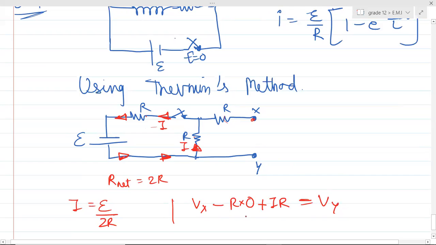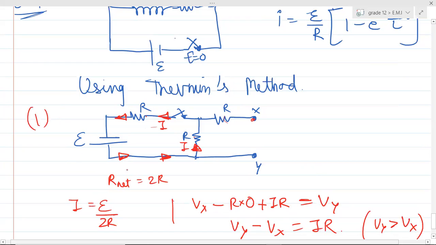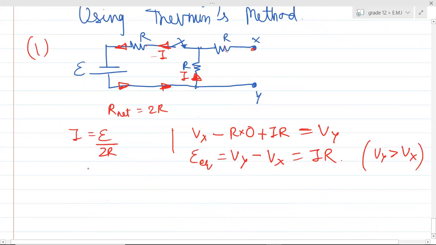When you solve it, can you see over here Vy minus Vx? This thing will become 0. This is plus IR, so I have to shift this Vx over there, and this is equal to IR. So which potential is greater? Vy is greater. So this is the first step in which I calculate this, which will act as my E equivalent. Now I just need to find out what is R equivalent.